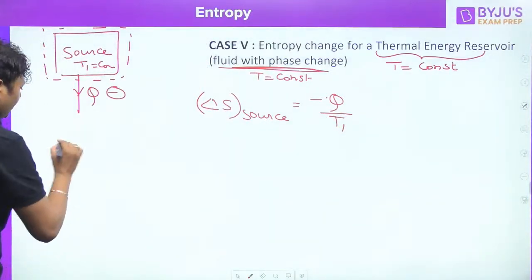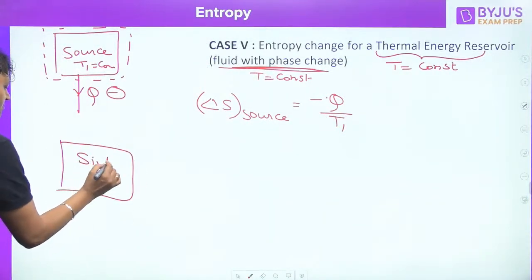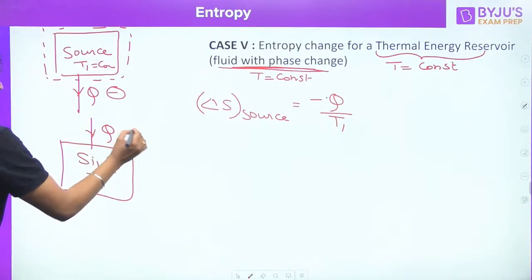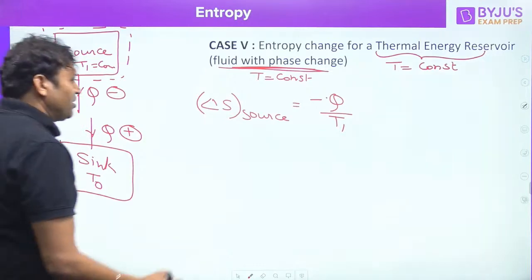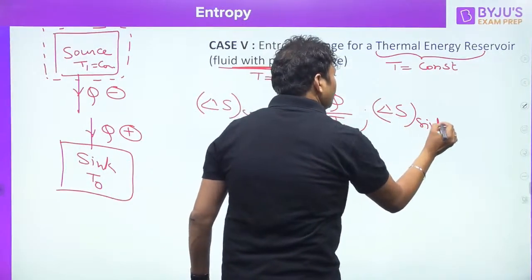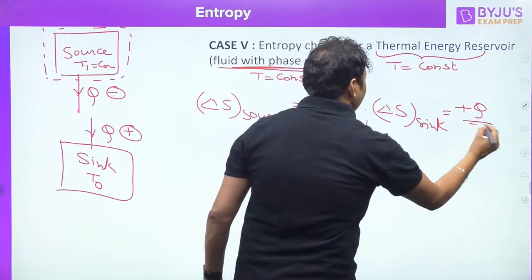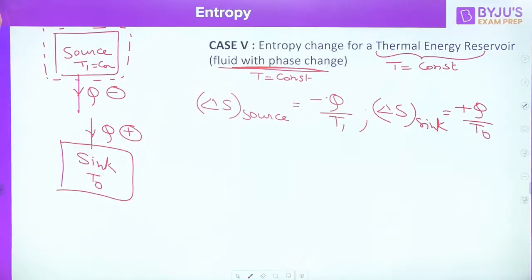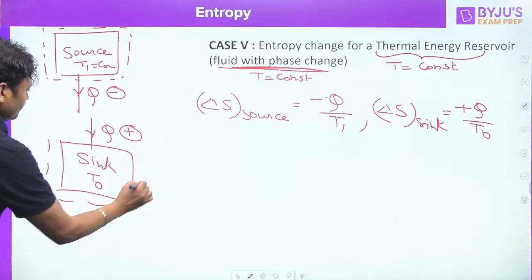If it is a sink having temperature T0, the heat is added to the sink. So Q is positive. So change in entropy for the sink is equal to plus Q by T0. There is an increase in entropy. Sink will have an increase in entropy. Source will have a decrease in entropy, isn't it?